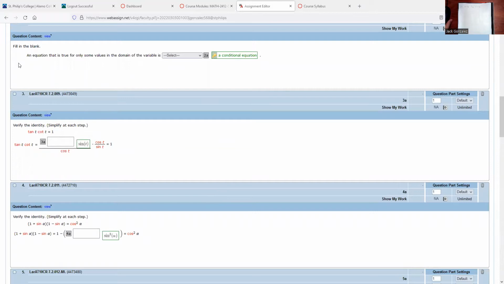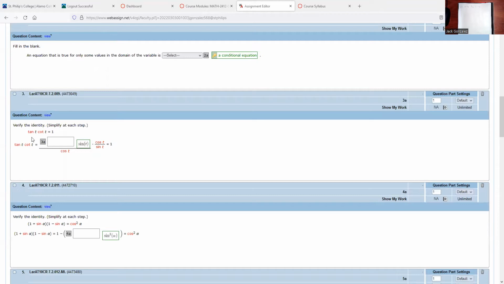So notice here on number 3, you're given an equation and you have to verify that it's true. In this example, they're basically hinting at what to do. On the actual exam and later in the homework, they're not going to tell you anything. They're just going to ask, how is this equal to 1? And you've got to show your work.